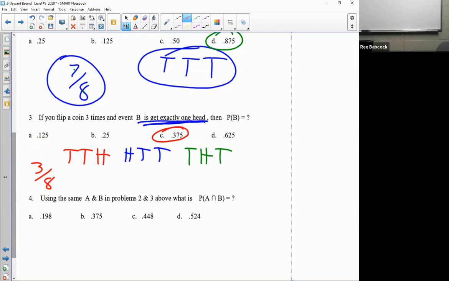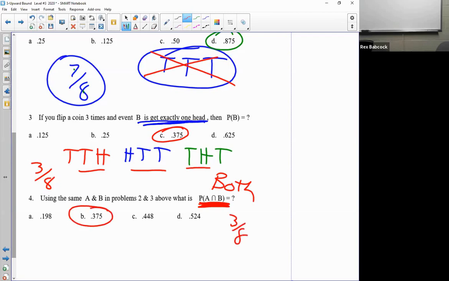Number 4. Number 4 says, in the premise above, what's their intersection? What do they have in common? Well, this is everything except this one. It's all of them. Well, that would take in all 3 of these. So this one's also 3/8. And that would be 37.5% as well. B is the answer.